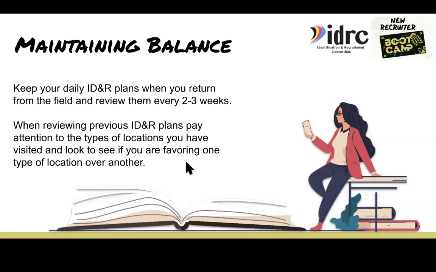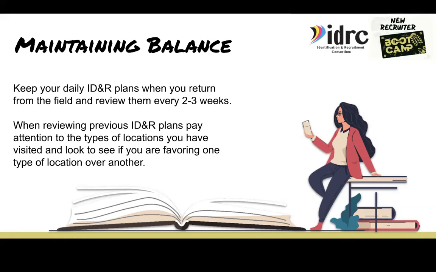Also, once you finish your IDNR plan, you go out into the field and you come back. Don't throw your IDNR plan away. You want to keep your daily IDNR plans for a while, so when you return from the field, you can review them and go back every 2 to 3 weeks. When you're reviewing your IDNR plans, pay close attention to the types of locations you have visited. If you've broken it down into those 4 key areas of IDNR, you can look and see, okay, over the last 3 weeks, how many locations have I visited related to in-school recruitment? How many locations have I visited related to farms or agribusinesses? Going through and looking, you can actually tell how balanced you've been in your recruitment, and you can identify if you're favoring one type of location over the other.